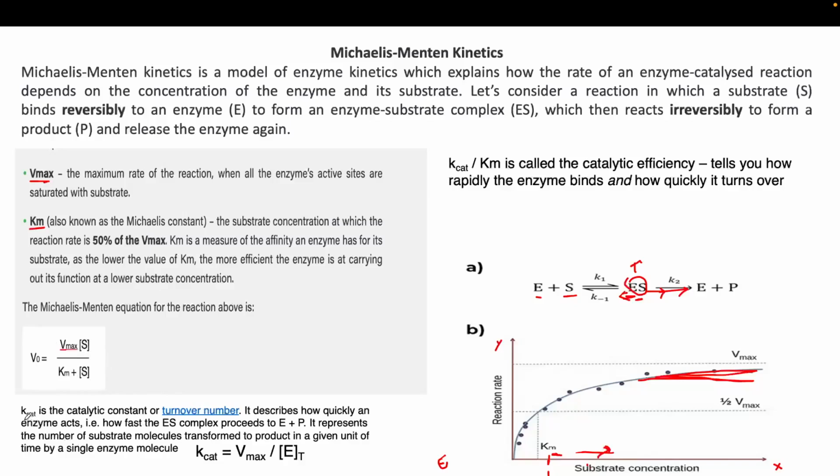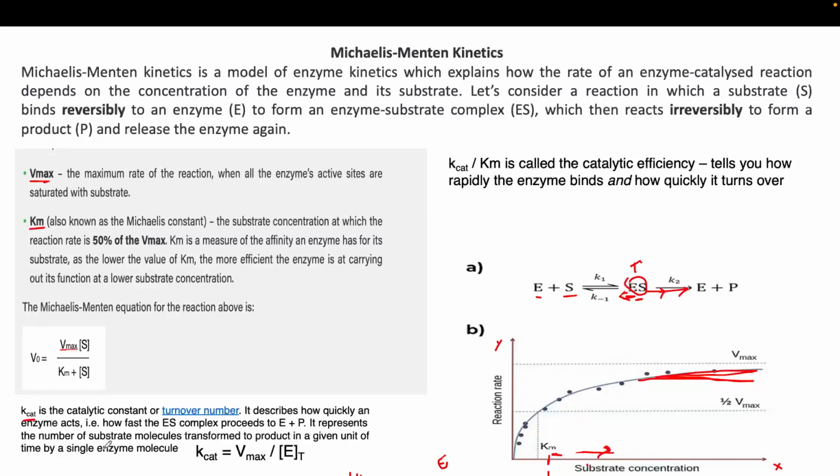Then the next terminology is kcat. This kcat is the catalytic constant, or the turnover number. It describes how quickly an enzyme can act. In one unit of time, how much substrate can one enzyme convert into product? That shows how quickly one enzyme works. That is the kcat, the catalytic constant, which is how fast the ES complex proceeds to E plus P.